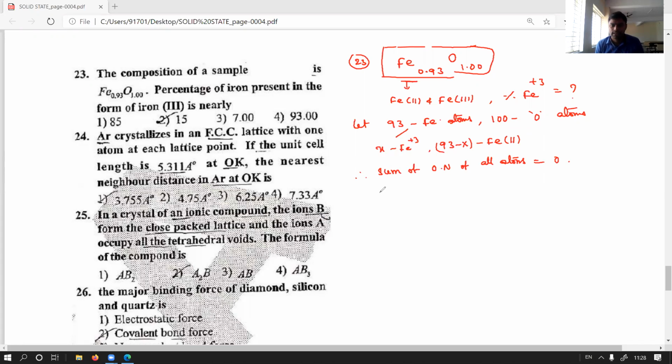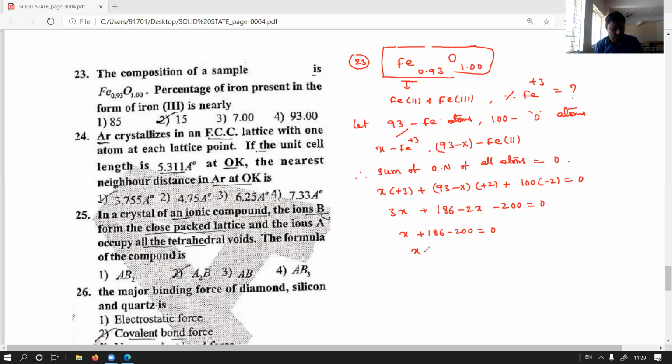How many iron atoms are present? X Fe+3, so its charge is 3x, plus (93 minus x) into plus 2, plus 100 oxygen atoms, 100 into minus 2, is equal to 0. Then 3x plus 93 into 2, which is 186, minus 2x, minus 200 is equal to 0. Then x plus 186 minus 200 is equal to 0.